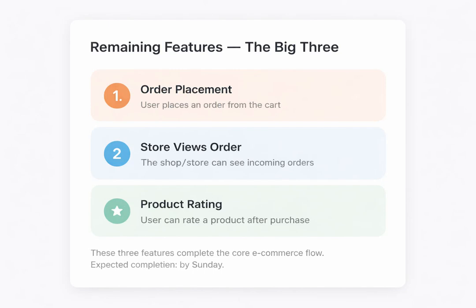So the three remaining features are first, order placement. The user goes through checkout and an order is created. Second, the store needs to be able to see that order on their end, so the shop owner has a dashboard or view where incoming orders appear. And third, after a user has purchased a product, they should be able to leave a rating for it. These are described as small, manageable features, and the expectation is that all of this can be wrapped up comfortably by Sunday, so the timeline is very realistic.